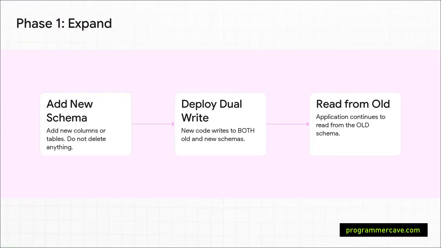First up, expand. In this phase, you only add things, you never delete. You add your new columns, you add your new tables, then you deploy your new Go code. And this is the crucial part. It writes to both the old location and the new location. This dual write is the absolute key to the whole operation. All the while, the application is still reading from the old trusted schema.